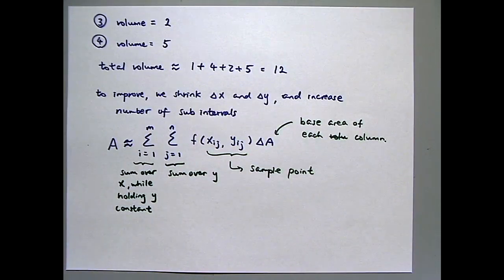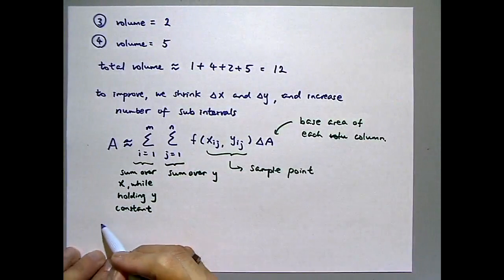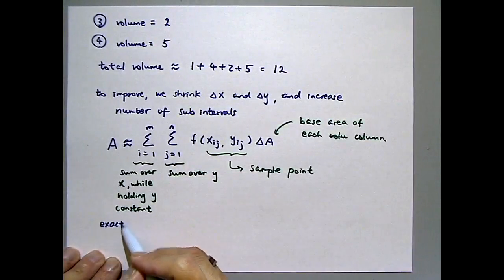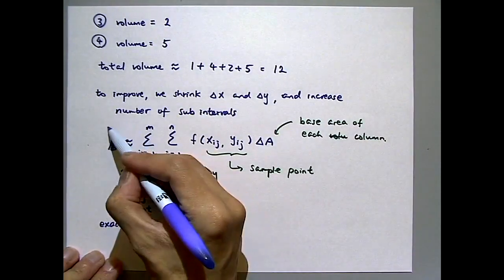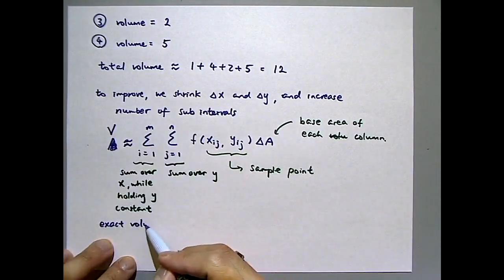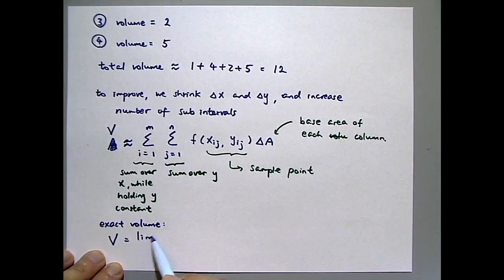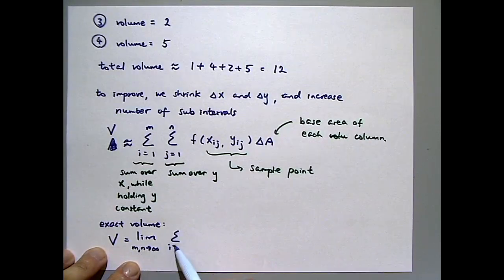And now just like with the one variable case, we're going to take a limit allowing both m and n to go to infinity. So exact area. Why did I use A? This is a volume. Exact volume. V is equal to the limit with m and n both going to infinity of our double sum.